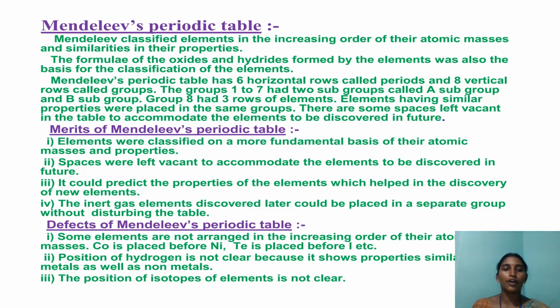Merits of Mendeleev's periodic table: elements were classified on a more fundamental basis of their atomic mass and properties. The inert gas elements discovered later could be placed in a separate group. Defects of Mendeleev's periodic table: the position of isotopes of elements is not clear. Then the position of hydrogen is not clear because it shows properties similar to metals as well as non-metals.